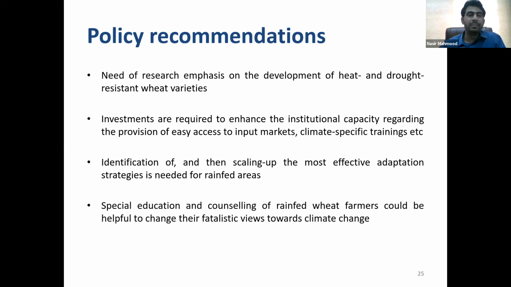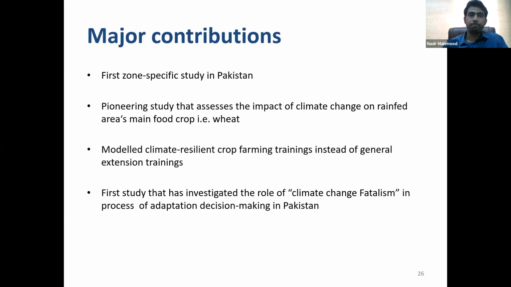And last, there is a need for special education and counseling of the rain-fed wheat farmers to change their fatalistic views towards climate change, to make them believe in doing the various adaptation strategies to minimize the harmful impacts associated with the climate change phenomena.